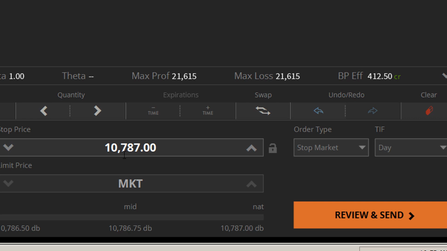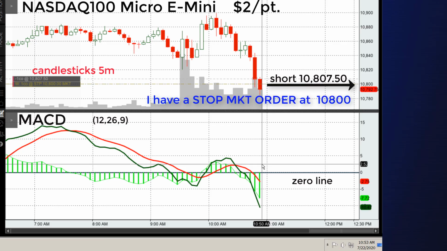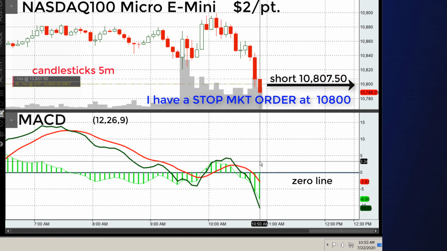and I'm going to put it in at 10,800. Now that's only 7.5 points, about $14 or $15 below where I entered the trade. And so the worst thing that can happen now is I'm going to make about $14 on the trade. And I just want to let it go and see if it's one of those days when I get a little bit lucky and the trade runs on down and you can make $50, $100, $200 if the market decides to tank. And these days, you never know for sure.